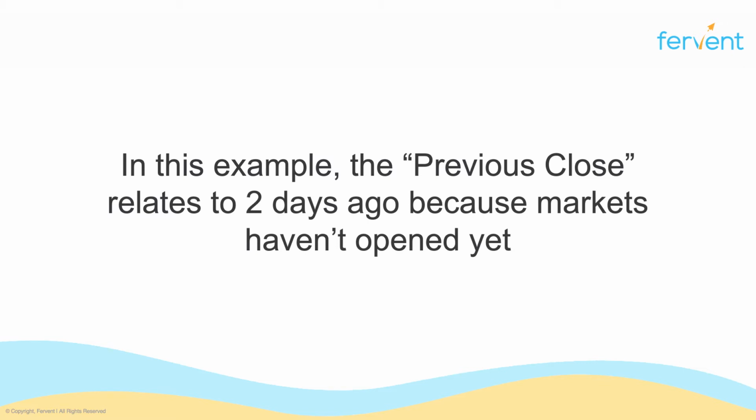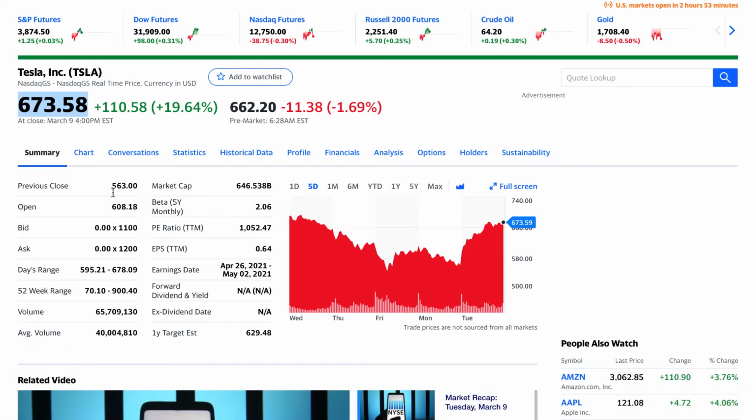So markets haven't opened yet, and that is why the previous close actually reflects a price relating to 2 days ago instead of just 1 day ago, right? So instead of as of yesterday. But as soon as markets open, of course, we're going to have the closing price as of yesterday, and that's what the previous close will actually refer to. Okay, but anyway, so that's the previous close, the close before this particular close.